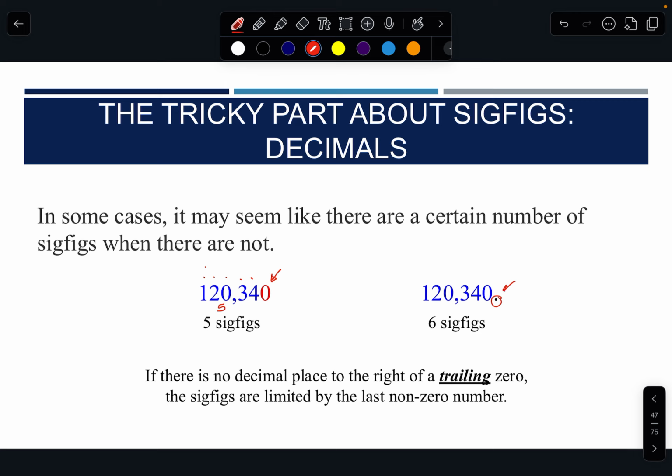But now you have a decimal place, so that is 1, 2, 3, 4 non-zero numbers, 1 captive number, and then 1 that comes before the decimal place, but there is a decimal place, so this counts as another significant figure. And so that is going to be 6.